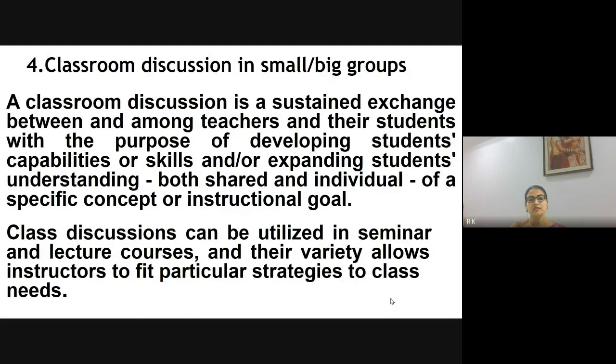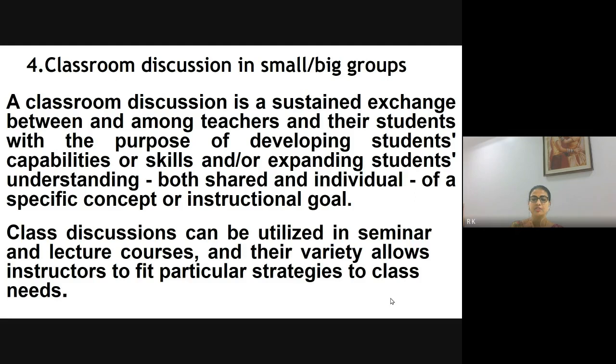Okay. The next is the classroom discussion in small and big groups. If you leave the classroom discussion to the students, it will be like a fish market. People say, is this a marketplace, you are all talking, a lot of crosstalk is happening. No, a classroom discussion is a sustained exchange among the teachers as well as the students with the purpose of developing the students' capabilities or skills and expanding the students' understanding, both shared and individual, of a specific concept. Or we have an instructional goal, based on that.